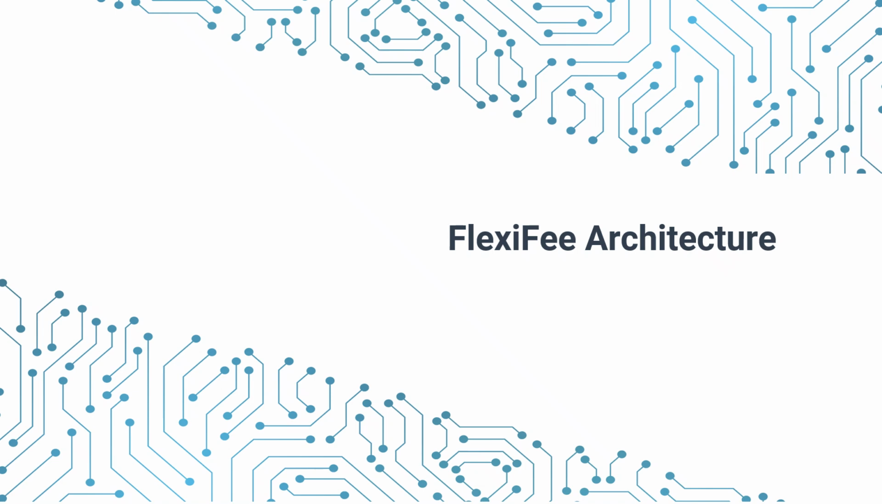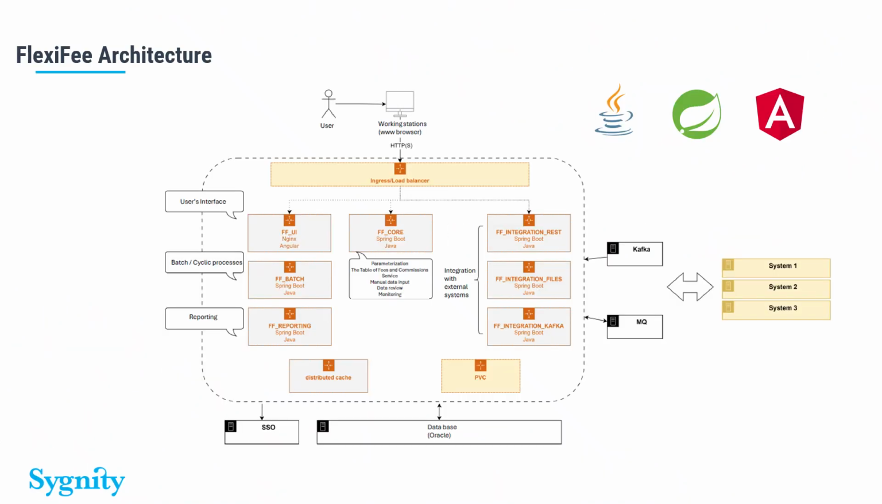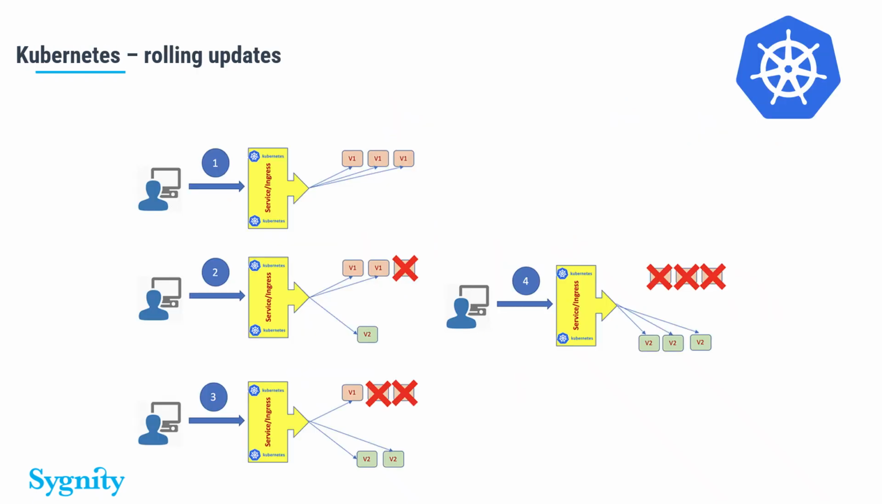FlexiFEE architecture. This diagram shows technology stack of FlexiFEE services. Users expect applications to be available all the time, and developers are expected to deploy new versions of them several times a day. A rolling update allows a deployment update to take place with zero downtime. It does this by incrementally replacing the current pods with the new ones. The new pods are scheduled on nodes with available resources, and Kubernetes waits for those new pods to start before removing the old pods.